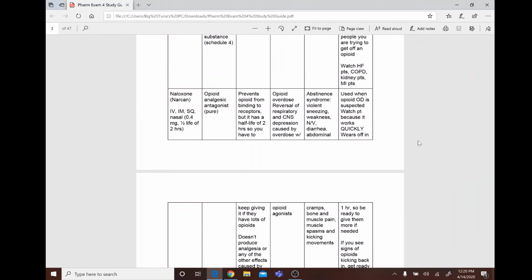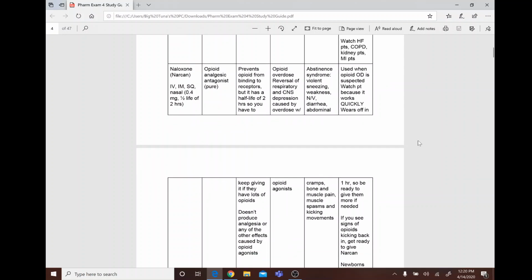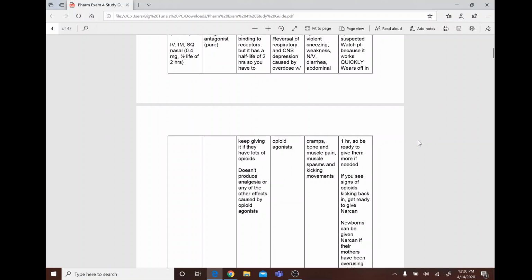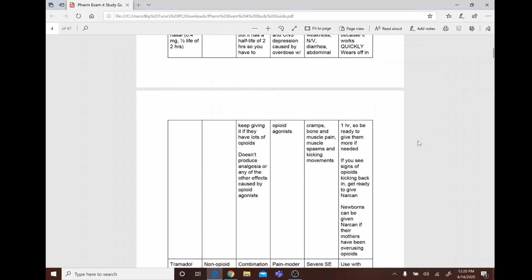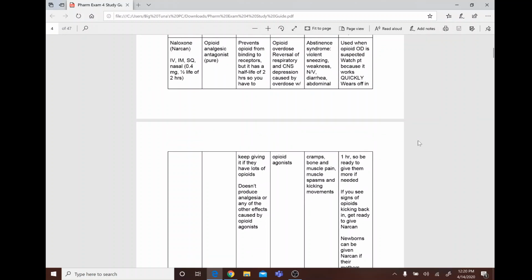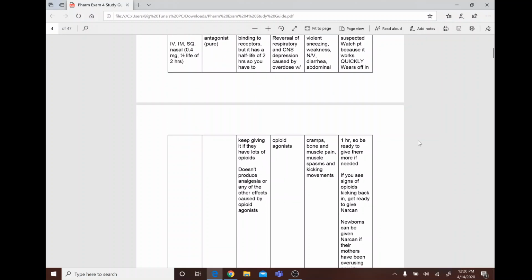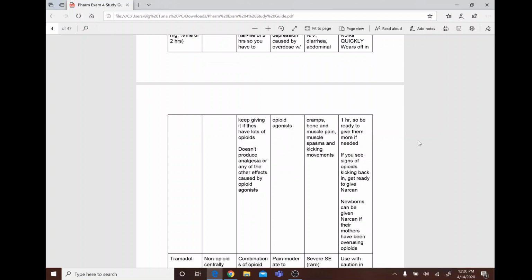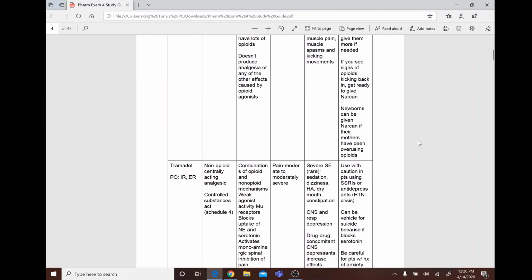Some things you need to know when taking naloxone: it wears off quickly, so you have to be ready to give more naloxone. If you see signs of opioids kicking back in, get ready to give more. We said that. You want to watch for sedation and respiratory depression with naloxone. And then newborns can be given Narcan if their mothers have been overusing opioids.